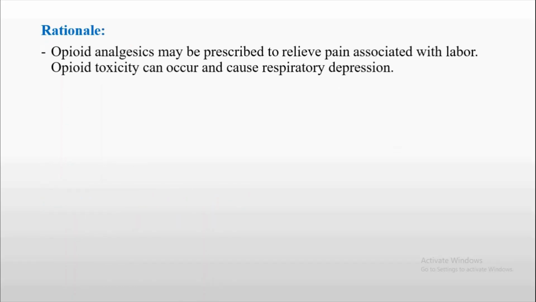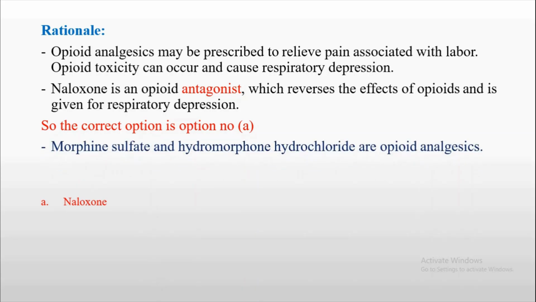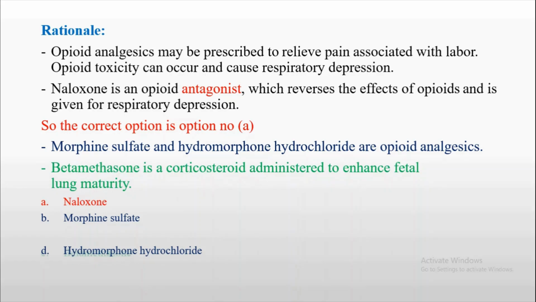Opioid analgesic may be prescribed to relieve pain associated with labor. Opioid toxicity can occur and causes respiratory depression. Naloxone is an opioid antagonist, which reverses the effect of opioid and is given for respiratory depression. So the correct option is option number A. Morphine sulfate and hydromorphone hydrochloride are opioid analgesics. Betamethasone is a corticosteroid administered to enhance fetal lung maturity.